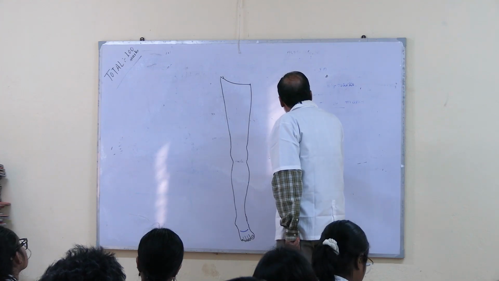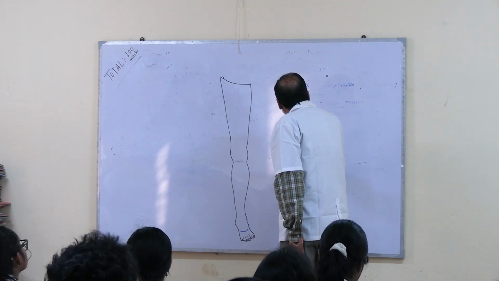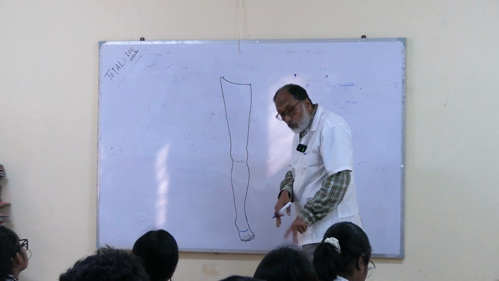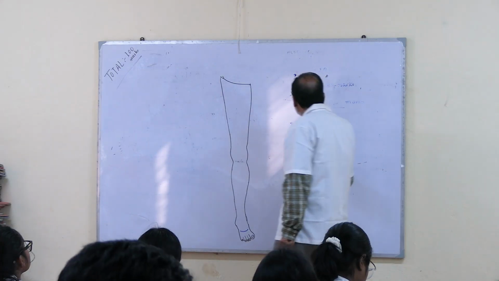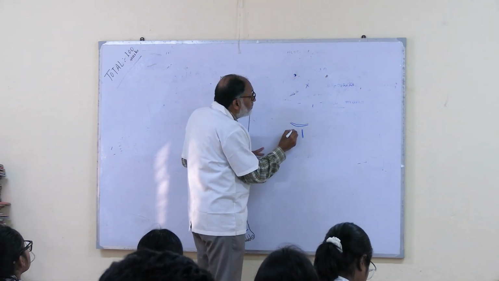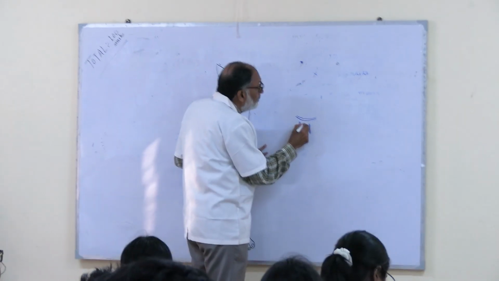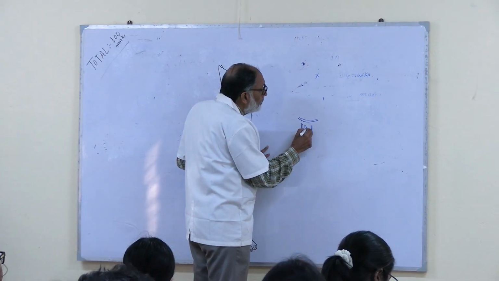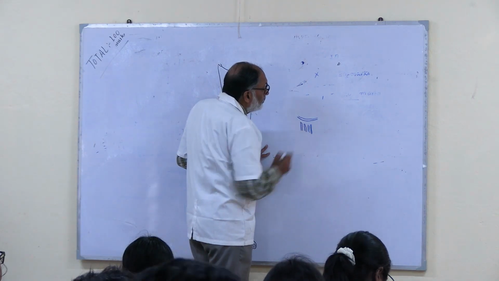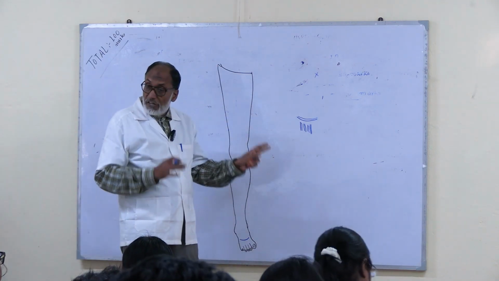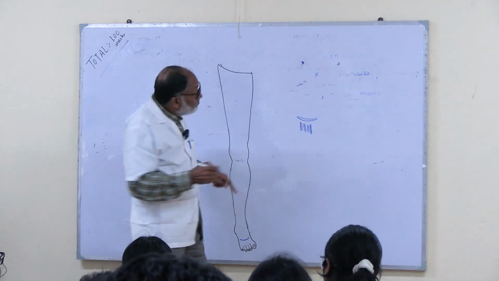There are dorsal metatarsal veins, out of four interdigital spaces. From each digital space, one dorsal metatarsal vein will arise. So there are four dorsal metatarsal veins. Each dorsal metatarsal vein again is formed by dorsal digital veins. They are arising from the digits.